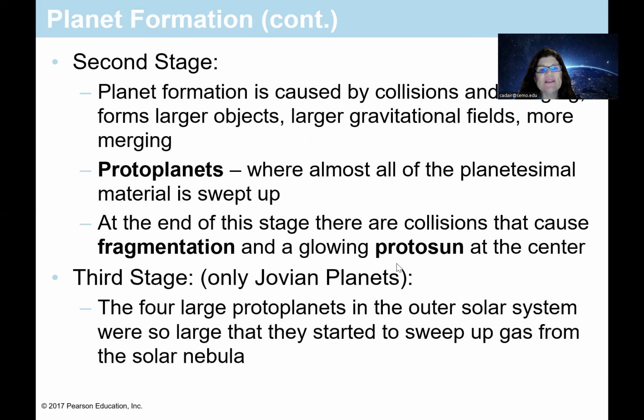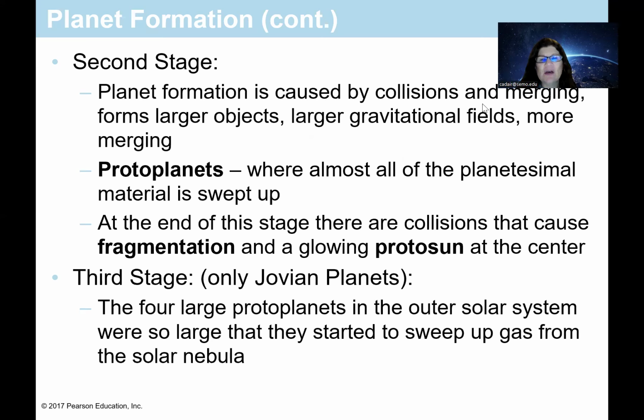The second stage of planetary formation is caused by collisions and merging of larger objects and larger objects and larger. And as the gravitational field grows, they attract more things. So at this point, we have protoplanets, where most of the planetesimal material is being swept up. At the end of the second stage, there are collisions that cause fragmentation, and we have a glowing protosun at the center. That's going to be important when we get to the birth of stars.